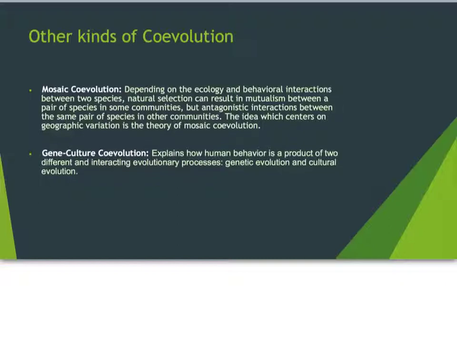Gene-culture coevolution is the other type of coevolution, which explains how human behavior is a product of two different and interacting evolutionary processes, genetic evolution and cultural evolution.